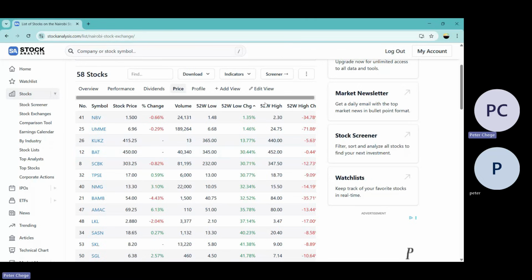So the 52-week low can help you gauge that. The shares that are closest to the 52-week low are the ones you want to consider. Then again, the 52-week high, you also want to consider that. Is the share closest to its highest price ever?